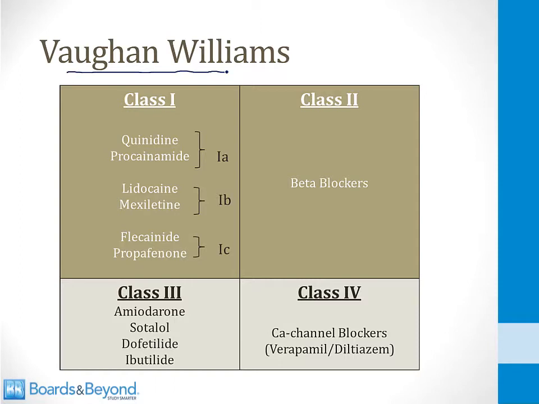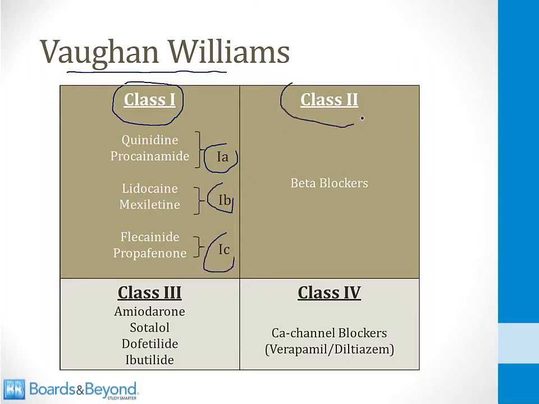It would be much easier if the drugs were divided such that one class worked for atrial fibrillation and another class worked for ventricular tachycardia. Unfortunately, that's not the case, and the Vaughan-Williams classification system, which was put in place many years ago, is still in use today. So by this system, the class 1 drugs are drugs that block sodium channels, and they are subdivided into 3 groups: the 1A drugs, the 1B drugs, and the 1C drugs.